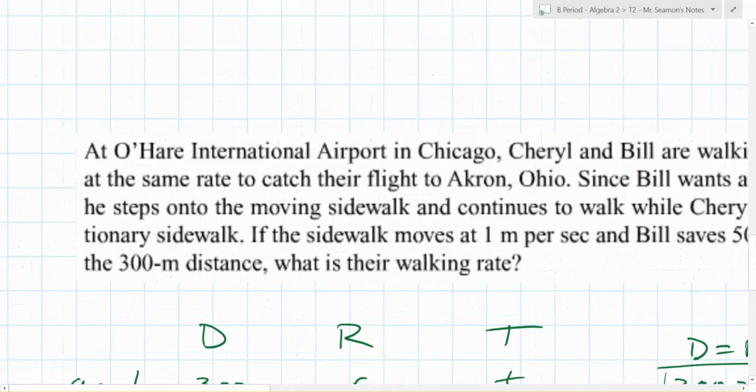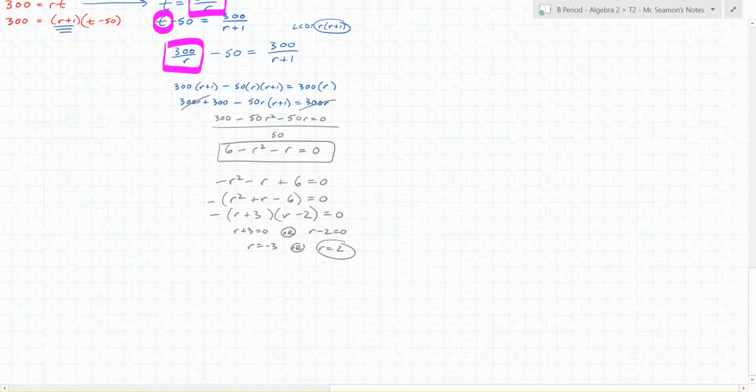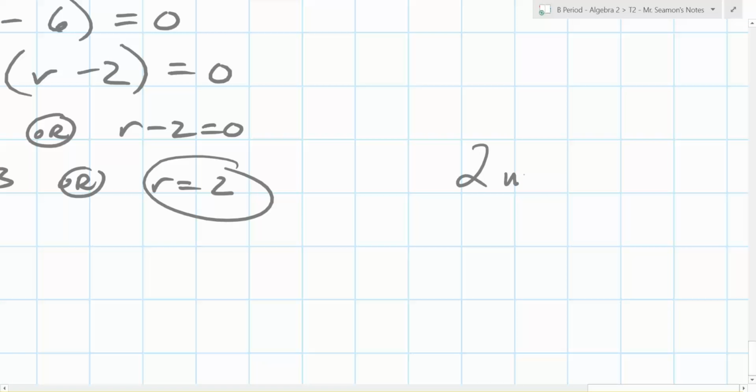What's this asking here? It's asking, what is their walking rate? Their walking rate is this r. And then he's going 1 meter faster. Correct, 1 meter per second. So the final answer to this would be 2 meters per second. This is a challenging problem. It absolutely is.